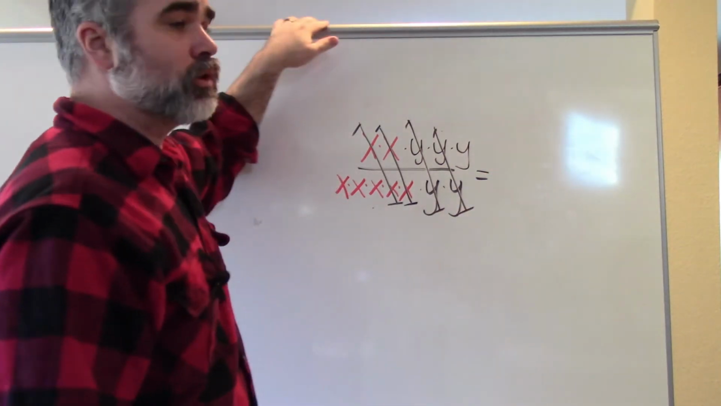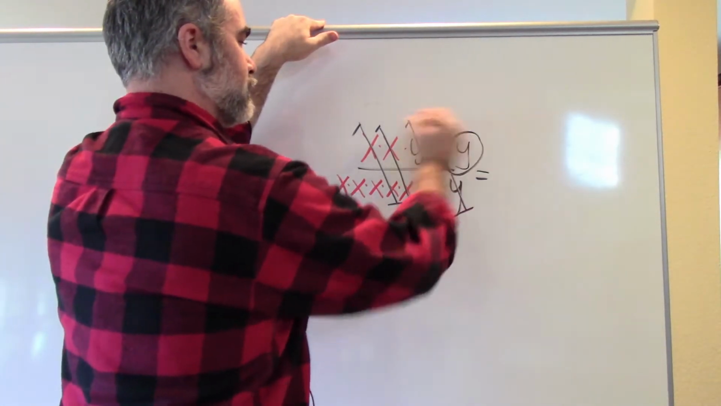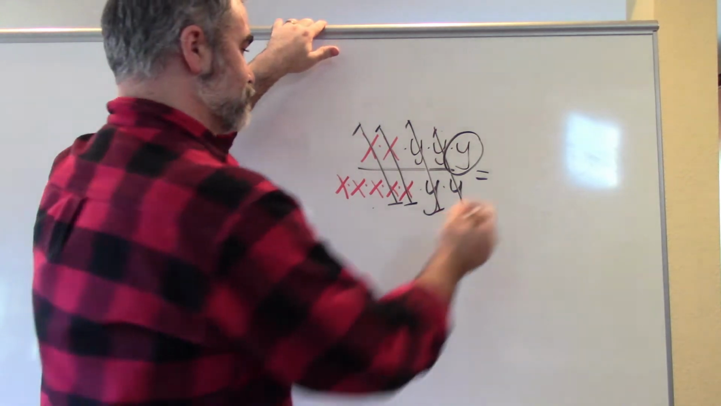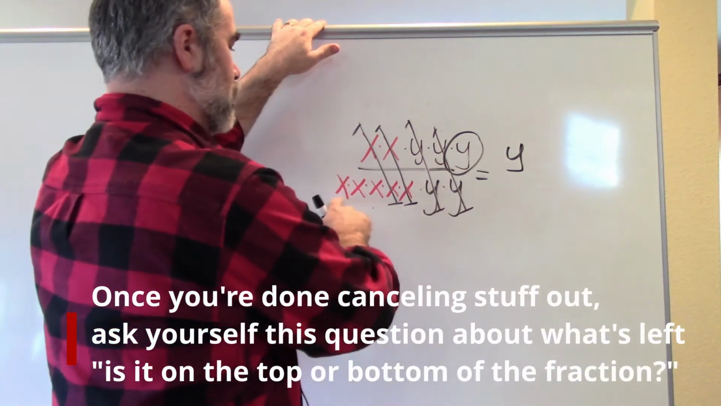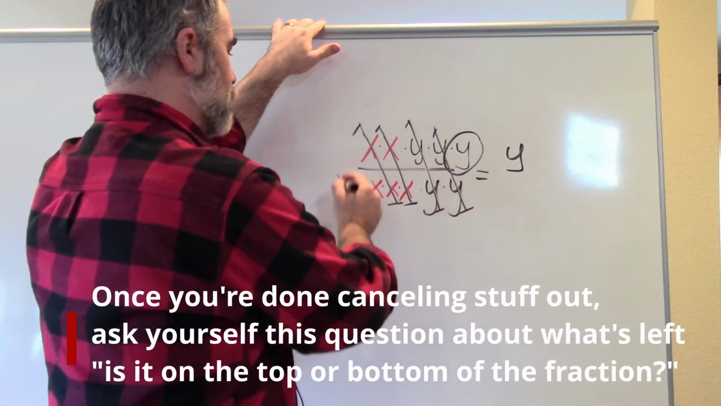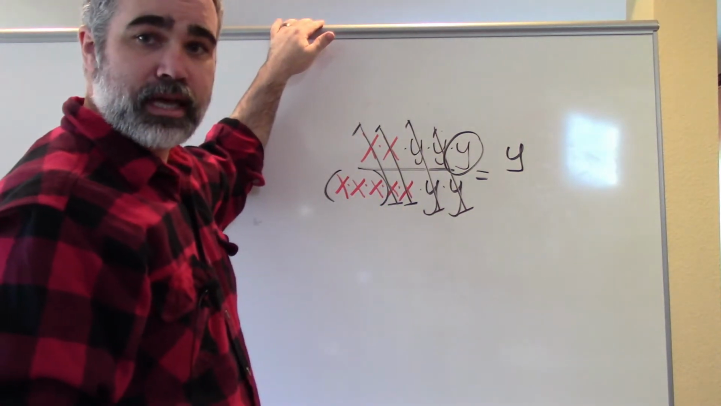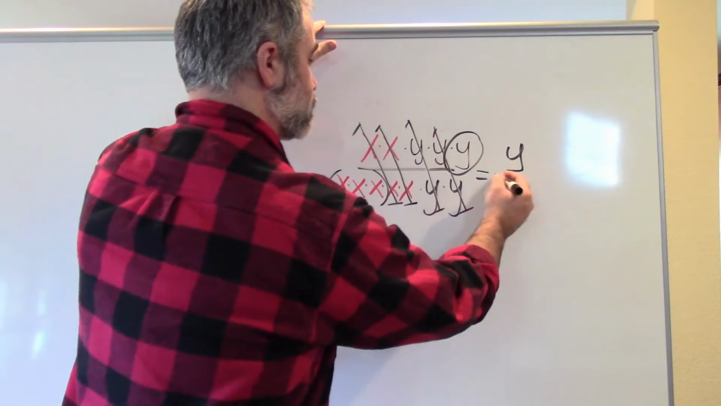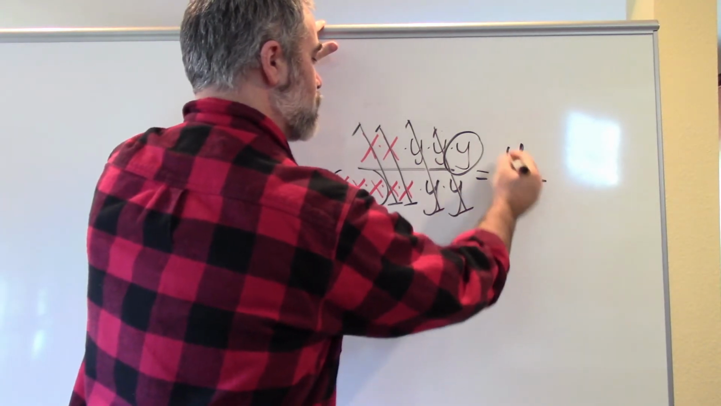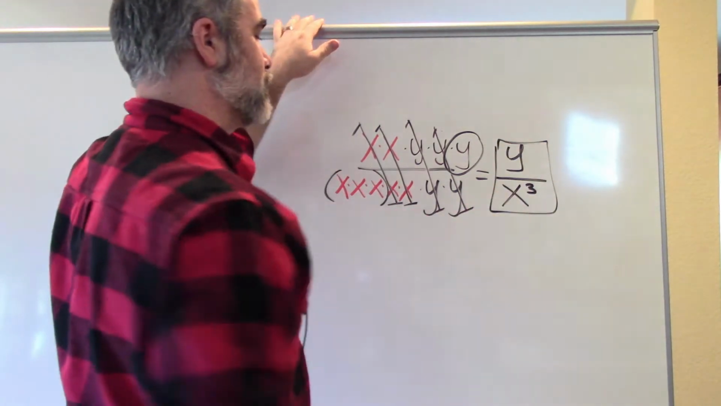Okay, so that leaves me, if I think about this as a big division problem, only one thing left over on the top: y. And on the x, I've got 3 x's on the bottom. And instead of writing that as x times x times x, I'm going to re-simplify that into x to the 3rd power. So that whole thing simplifies here.